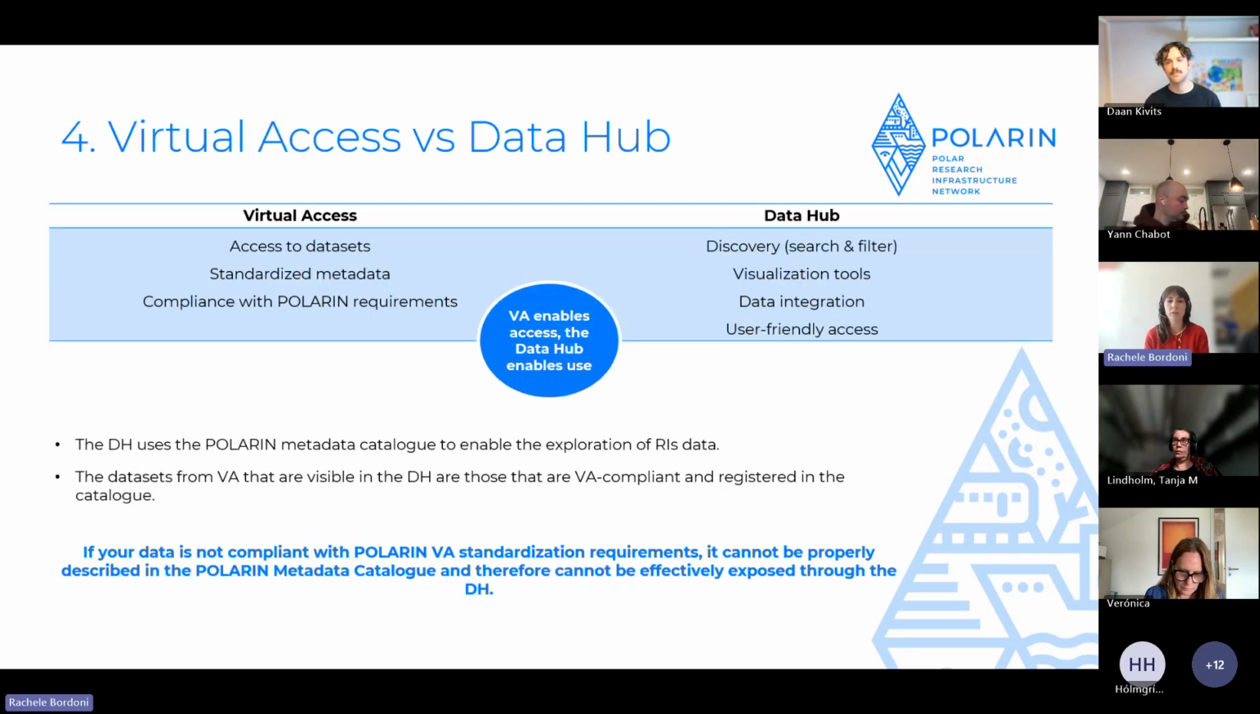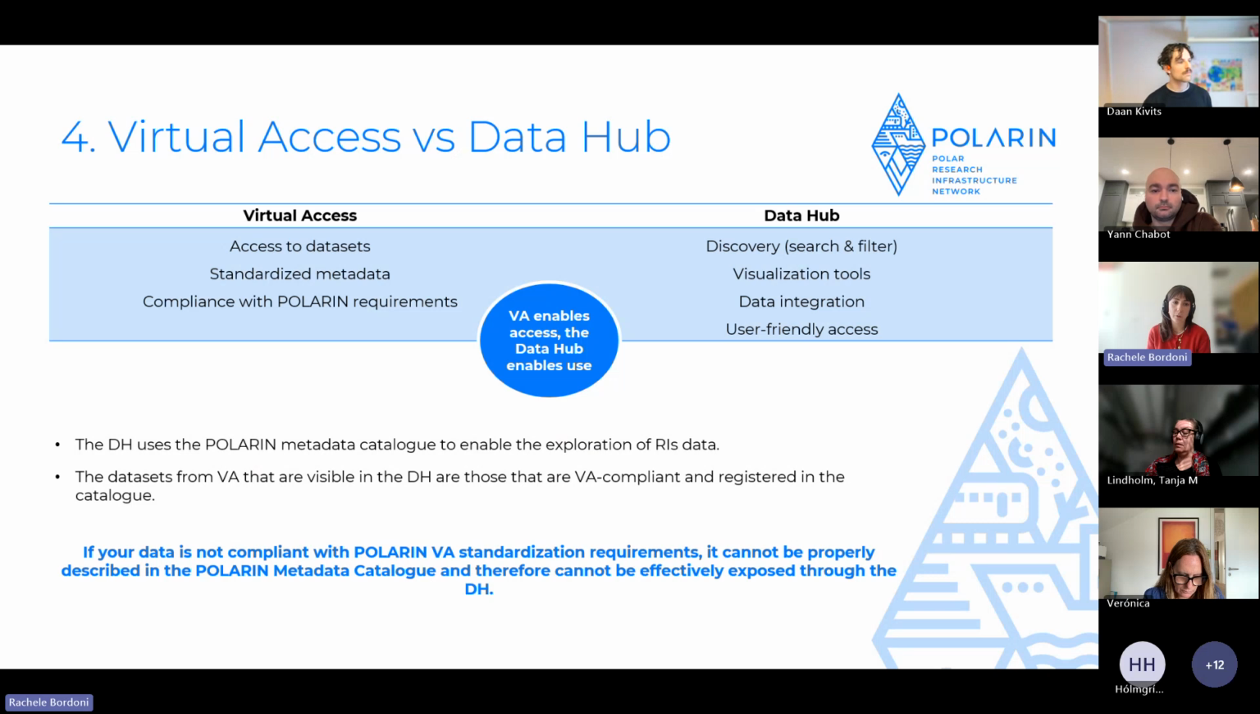So the differences between the two of them are basically the ones listed in this slide. The virtual access enables access to the datasets, enables the standardization of the metadata, and makes the datasets compliant with the POLARIN requirements. On the other hand, the Data Hub enables discovery, has visualization tools, makes an integration of different data sources, and provides user-friendly access to the datasets. So the virtual access enables access while the Data Hub enables use.